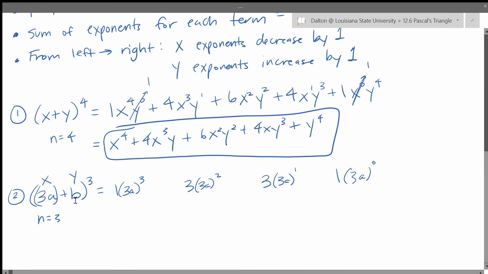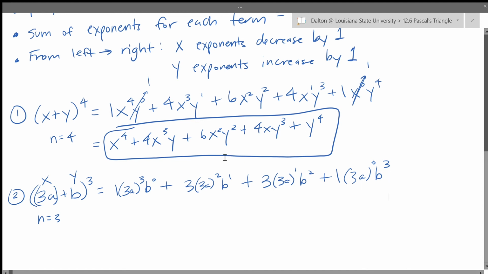Then your second term starts at 0 and counts up. So your second term is just b. So it's going to be b to the 0 plus b to the first plus b squared plus b cubed.